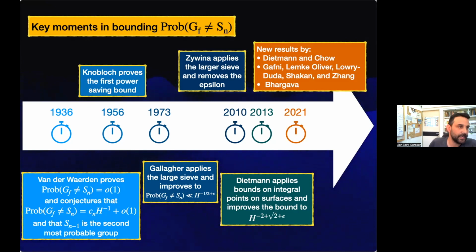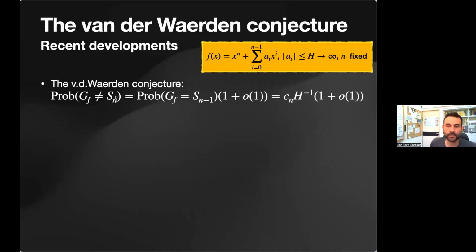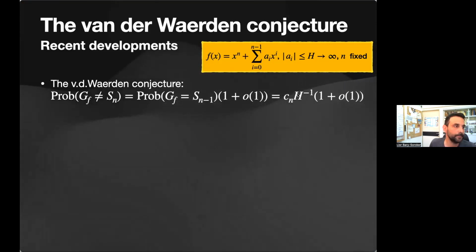So instead of saying exactly what each one did, because now all of them are superseded by Bhargava, I will mention what Bhargava did. He made a big breakthrough, and he managed to go all the way to h to the minus 1. So just if you don't remember, this is the van der Waerden conjecture. The van der Waerden conjecture is that the probability that the Galois group is not Sn is the same as the probability that the Galois group is Sn-1, which is an explicit constant that I don't want to write, times h to the minus 1. Okay?